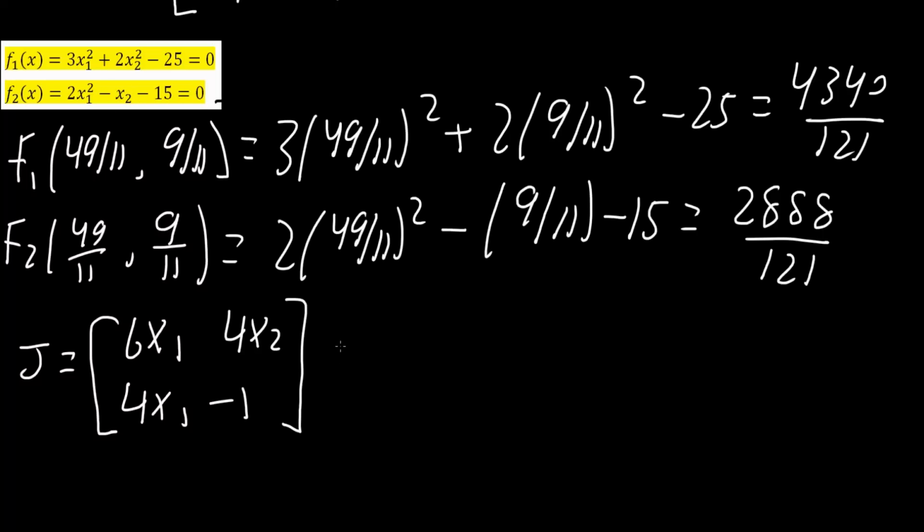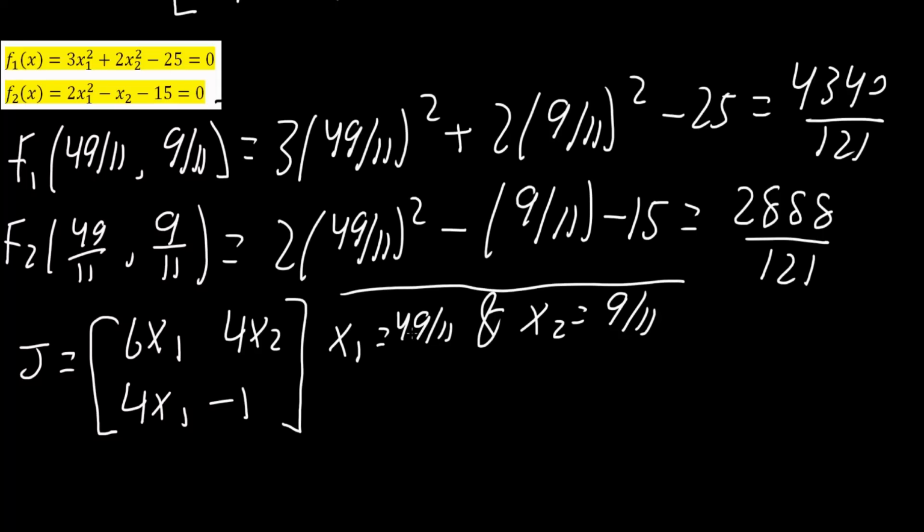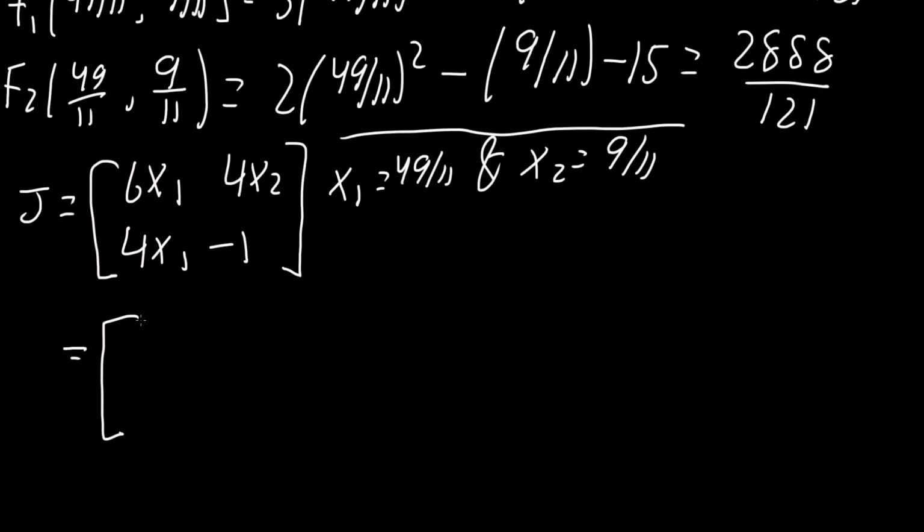And now in the last problem, we did 1 comma 1. But now we use the 49 over 11 and 9 over 11. So x1 is 49 over 11 and x2 is 9 over 11. So what I'm going to do here is plug in 49 over 11 for x1 and 9 over 11 for x2. This would give us 294 over 11 and 196 over 11, 36 over 11, and negative 1.